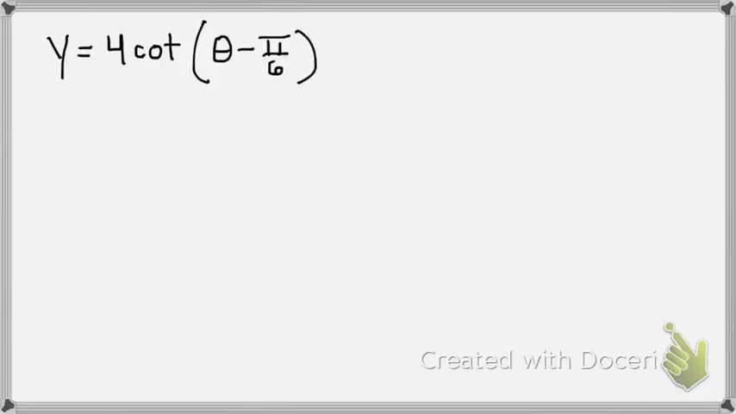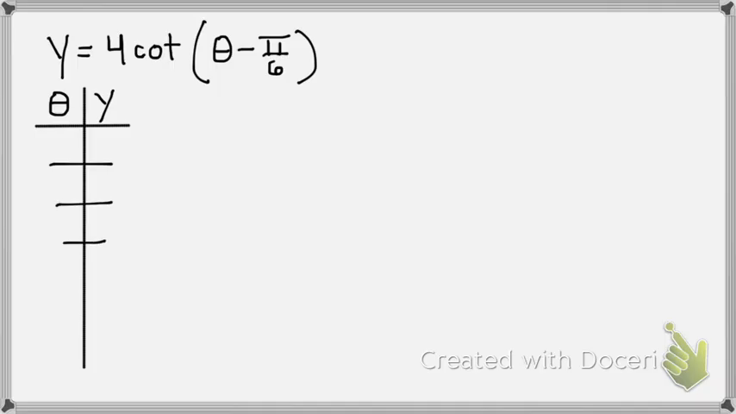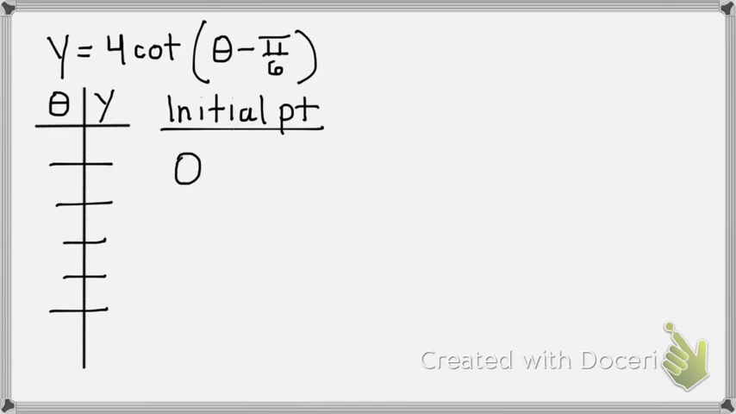In this video I'm going to do a graph of cotangent, and we'll start off here by setting up the table of values, which we always do with all trigonometric functions, with 5 points. And we're going to start off with an initial point, which we will find by setting the argument equal to 0.